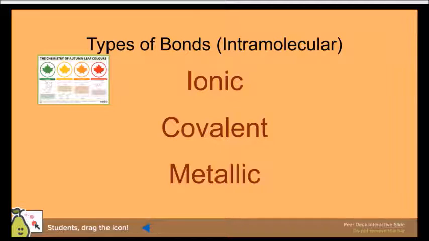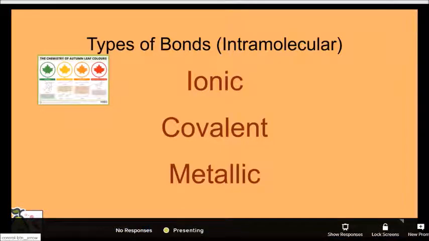So which one is made of metals and nonmetals? Students on Pear Deck, you can go ahead and drag the icon to either ionic, covalent, or metallic. Which one is metals and nonmetals? Okay, your answers are in. Let's go on to the next one.